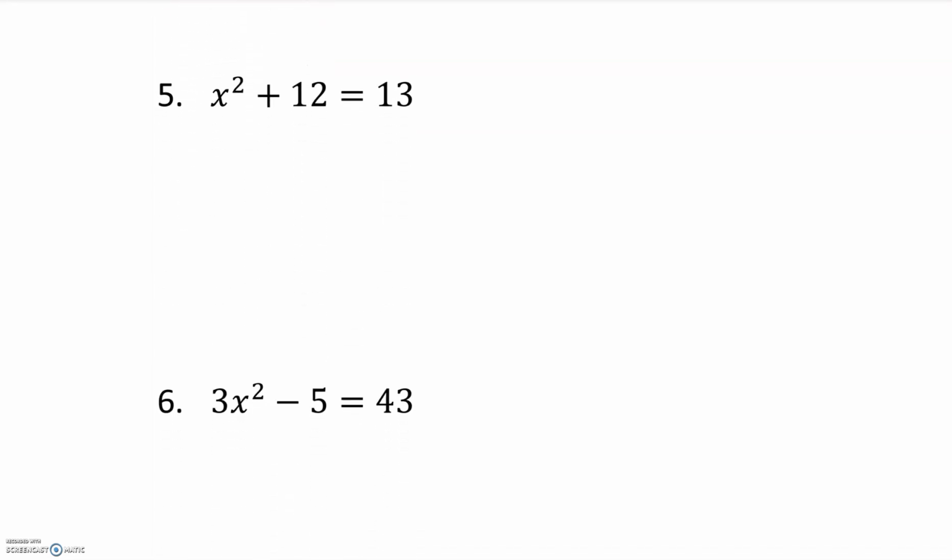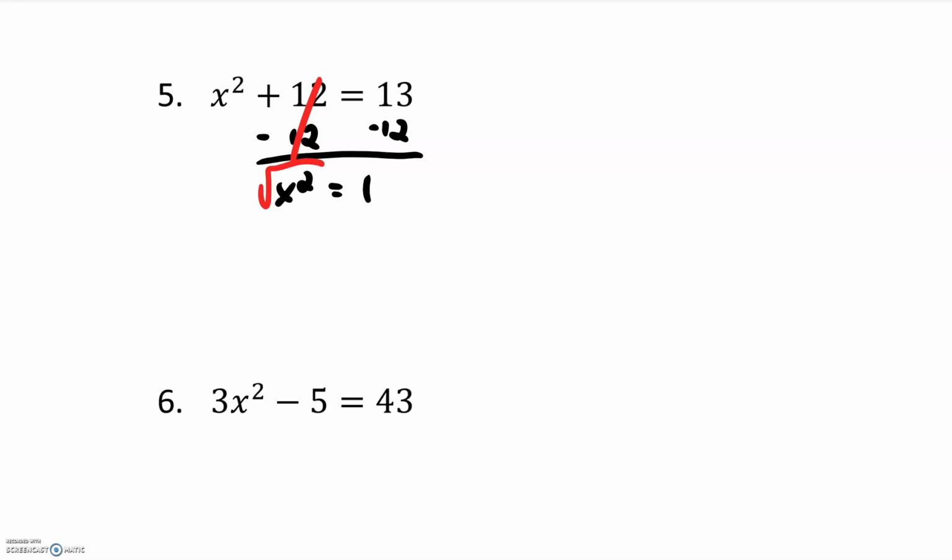Number 5, we're going to do the same thing. We've got to get something squared by itself. I see that there's a 12 stuck over there. It's stuck with addition. I unstick addition with subtraction, so I'm going to subtract 12 from both sides. Those 12s cancel. I end up with something squared, x squared, is equal to 13 minus 12 is 1.